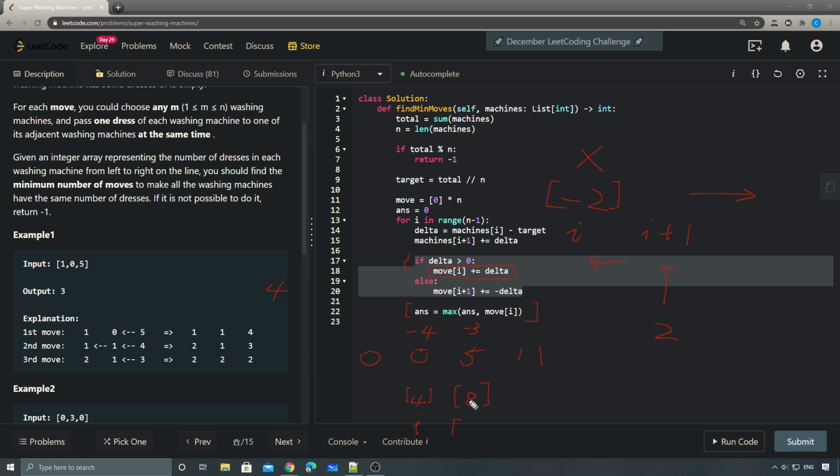So continue, right? So we have 8 here. At this time, 8 is our answer, and here -3 minus 4 will be what? The delta will be -7, right? So -7 will be passed to machine i plus 1. That's why here will become 4. So here we'll have 4 in the end, which is the final answer.